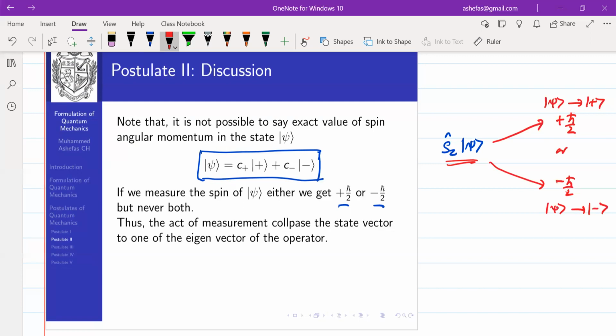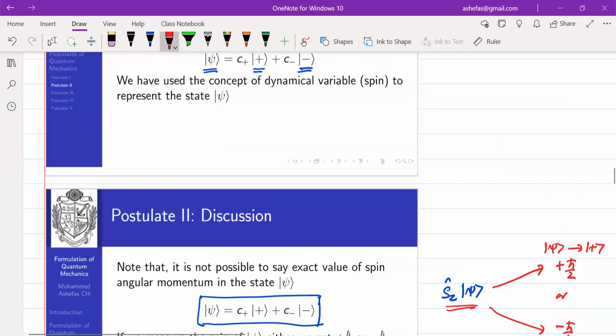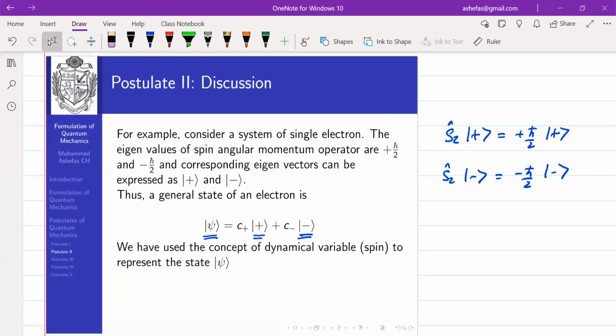So this is called the collapse of the state vector. At present, we don't have much information about how the state vector collapses to one of the states. That is not known to us, but this is true. Once you measure it, it will collapse to any one of the states. So the two things we have discussed now from postulate 2: the first is you can express the state in terms of dynamical variables. So you can represent the state in terms of either ket plus and ket minus. That is possible with this postulate.